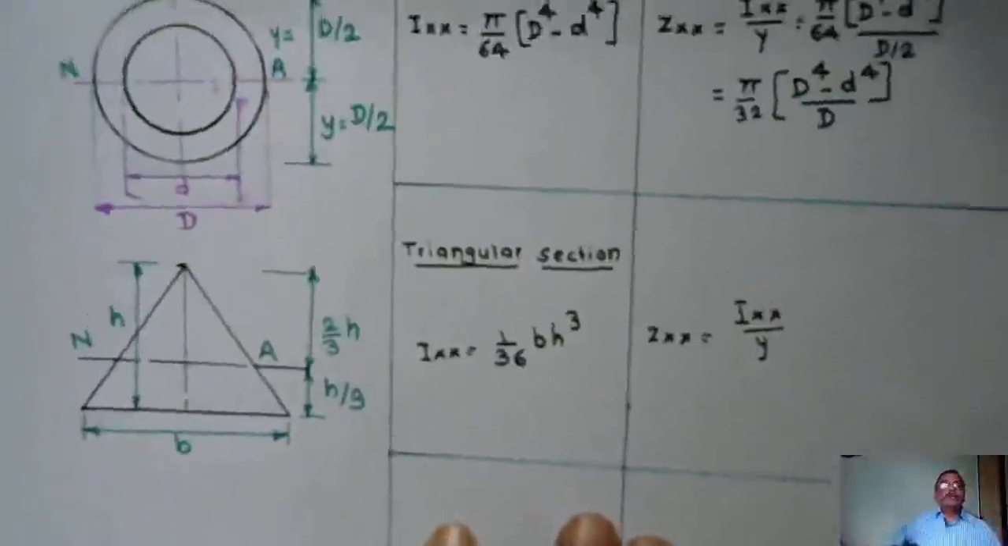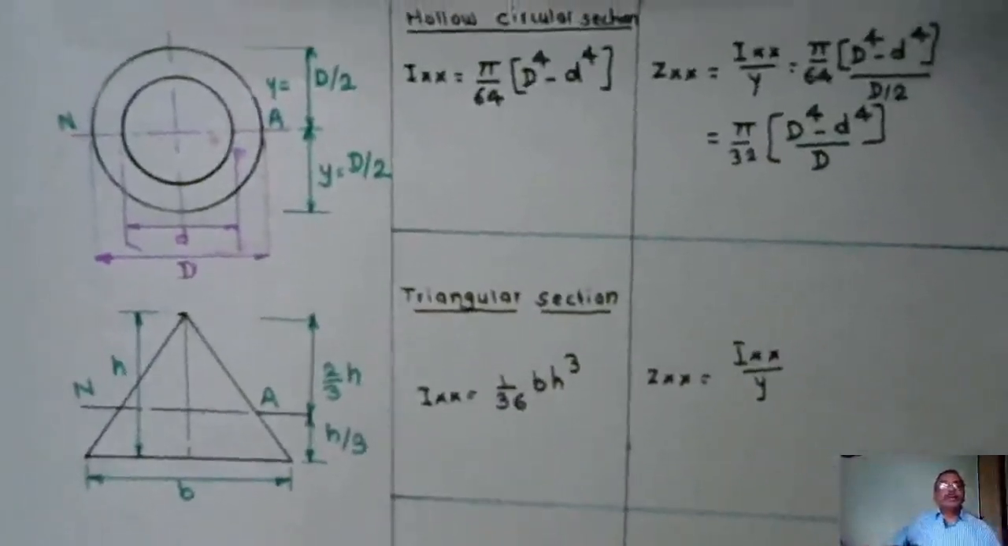Now the next section is the hollow circular section, in which Ixx and Iyy are also the same.